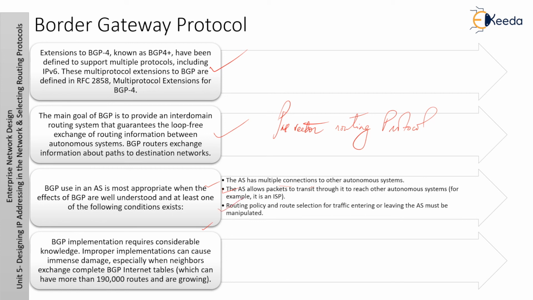BGP implementation requires considerable knowledge. Improper implementation can cause immense damage, especially when neighbors exchange the complete BGP internet table, which can have more than 190,000 routes and is growing. So be careful.